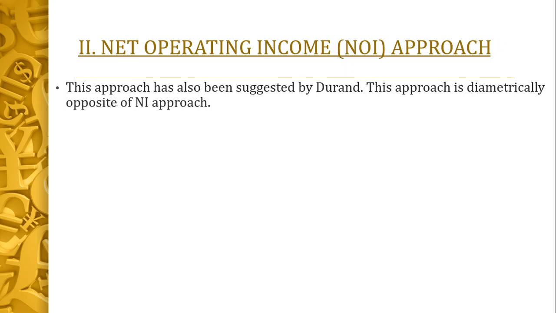the value of the firm is independent of its capital structure, which simply means for a company it doesn't matter whether you have 60% of debt and 40% of equity, or 90% of debt and 10% of equity, or 10% of debt and 90% of equity. All these things actually don't matter when you value the firm. Everything would be the same. So, the capital structure decision need not be taken. That is what the NOI approach tells.